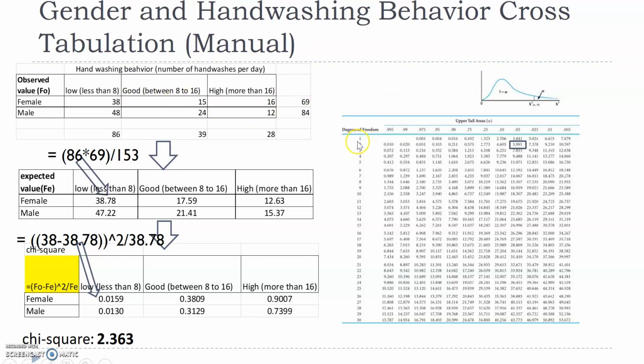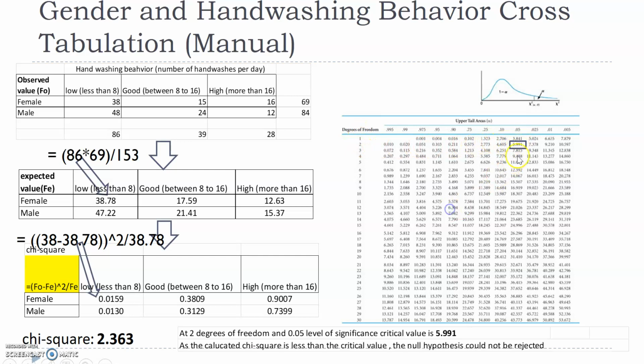So I'll find out the critical value at degrees of freedom 2 and alpha value 0.05. The critical value is 5.991. My chi-square statistics is 2.363. Because my chi-square statistics is less than the critical value, the null hypothesis cannot be rejected. That means I cannot say that there is a relationship between these two variables. I cannot disprove that. Okay.